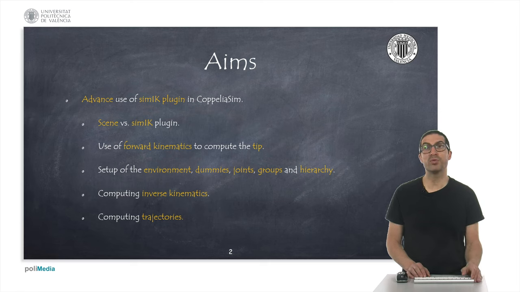We will see how to use forward kinematics to compute the position and orientation of a robot tip, and how to prepare all the necessary elements in the IK environment that the plugin needs in order to be able to compute the inverse kinematics. Finally, we will see how to compute trajectories to move from the current configuration to a desired final pose.